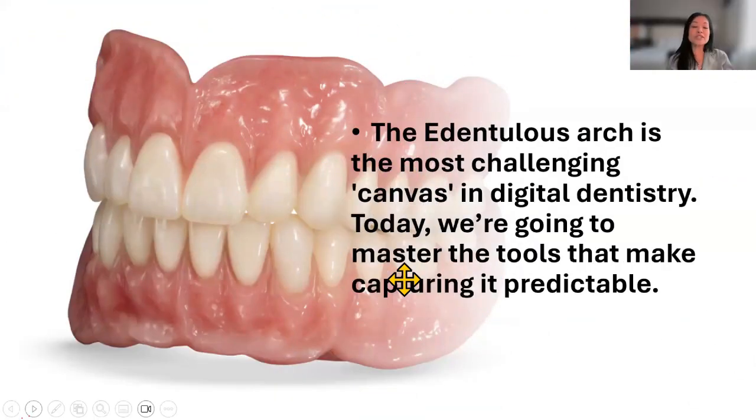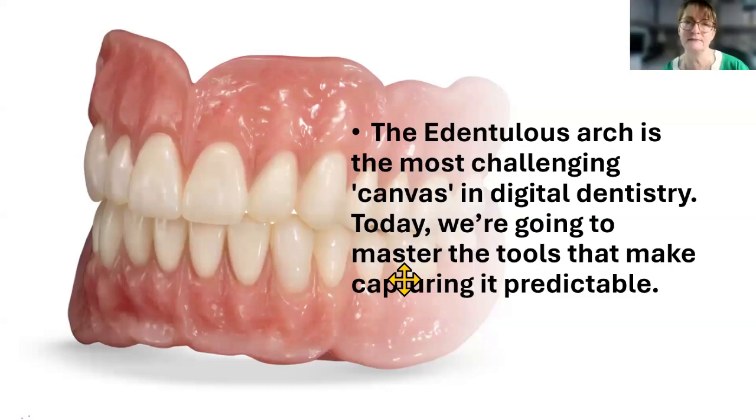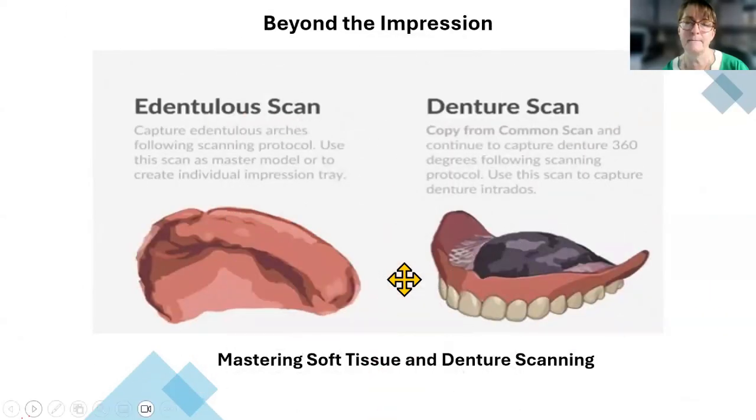We always mention this again because the edentulous arch is the most challenging canvas in digital dentistry. But today, Kelly and I are going to master the tools that make capturing it predictable. Beyond the impression, we really try to make it simple. There's so much information that we want to provide, but at the end of the day, we're taking 2 scans. It's either going to be a soft tissue scan or a denture scan.